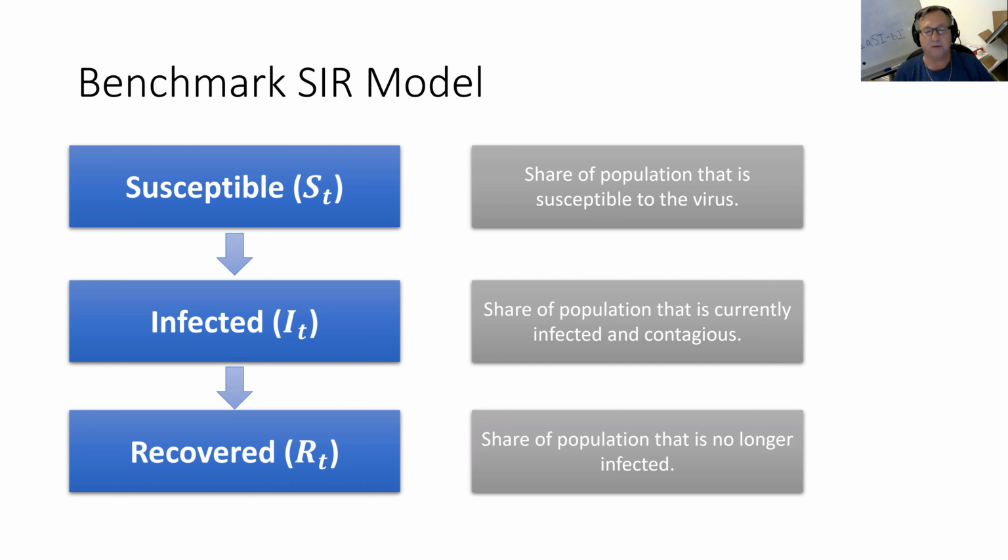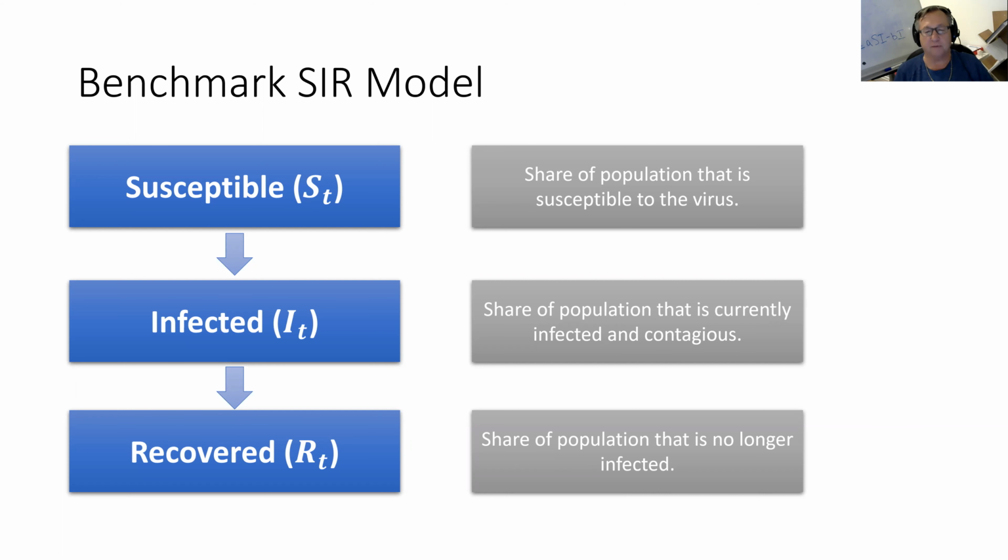There's going to be the infected population. So these are the people that are currently infected. And then there's going to be the population that was infected that then recovered. Now, we're going to think of everything as the share of the population because it's going to make the mathematics a lot easier.